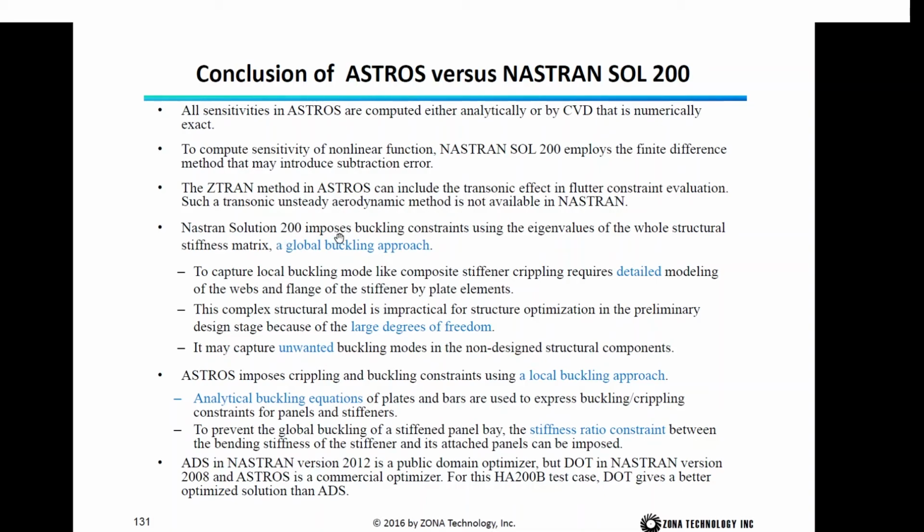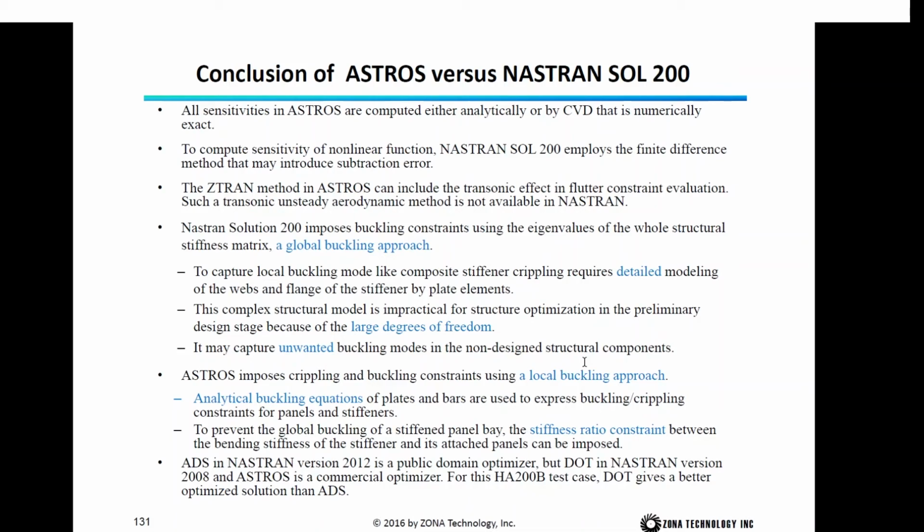Nastran solution 200 imposes the buckling constraint using an eigenvalue of the whole structure stiffness matrix. We call it a global buckling approach. To capture the local buckling mode, like composite stiffener crippling, requires detailed modeling of the webs and flanges of the stiffener by plate elements. This complex structure model is impractical for structural optimization in the preliminary design stage because of the large degrees of freedom. It may capture unwanted buckling modes in non-design structural components.